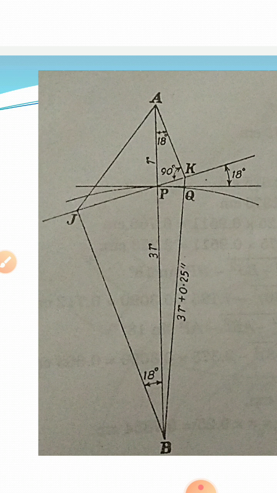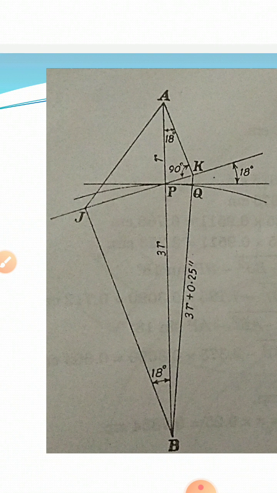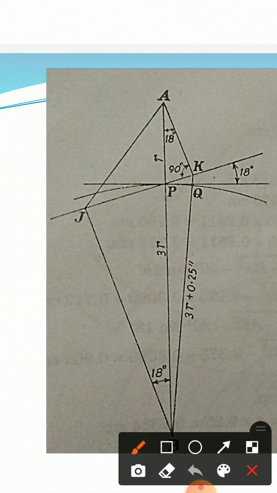And the teeth we can find out by using the formula m. That m is equal to d by t. Module is equal to d by t, where d is the pitch circle diameter.